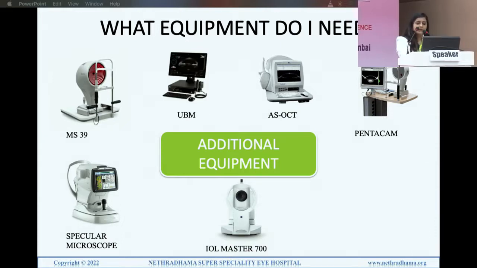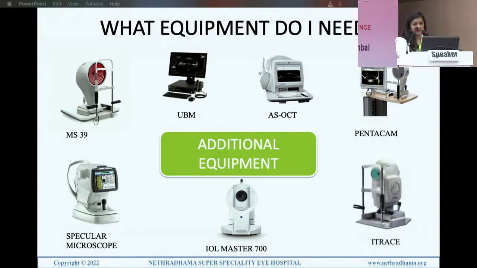The IOL Master 700, again, is for your biometry, your axial length, your anterior chamber depth. But the IOL Master 700 also is known to overestimate the white-to-white. And your EyeTrace for the aberrations, again, like Dr. Ramuthi explained, in highly aberrated eyes, it may not be a good idea to go ahead with the ICL. So just to rule out highly aberrated eyes where you would rather do a wavefront guided LASIK, and also for postoperative patients where you want to rotate your ICL, it can be useful.